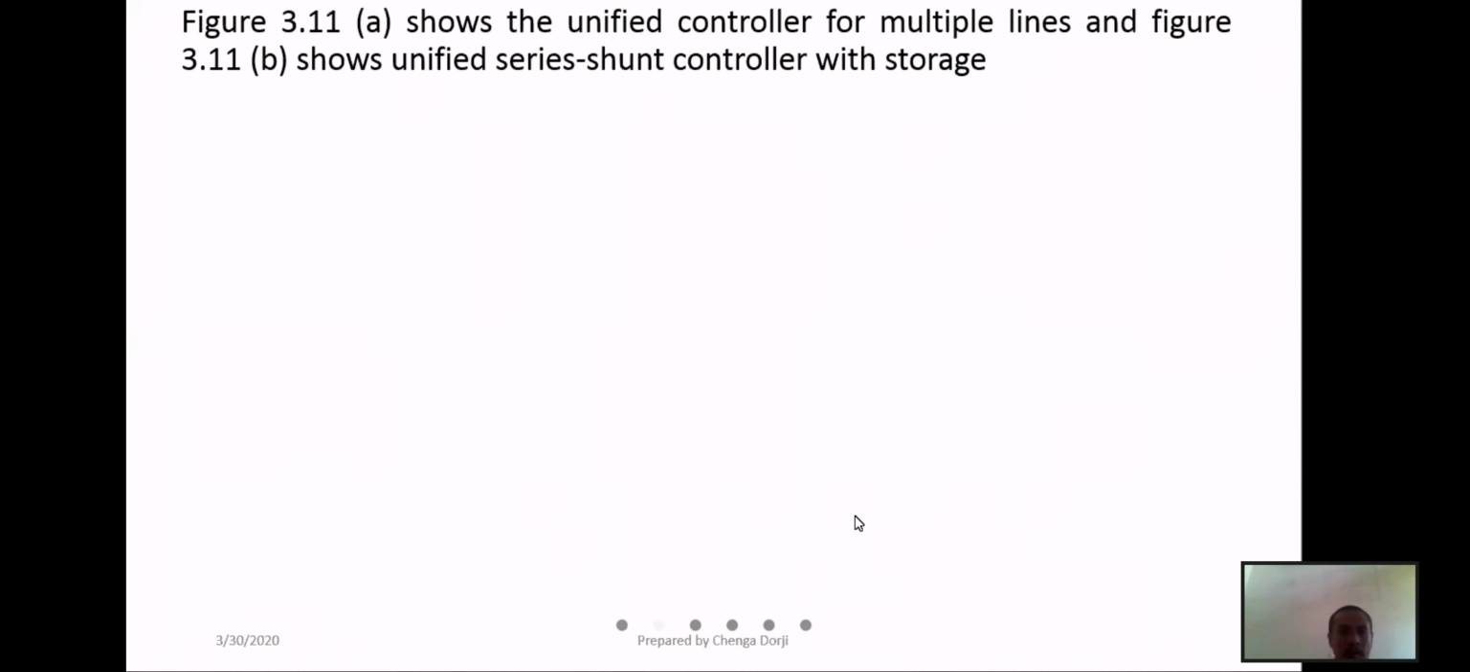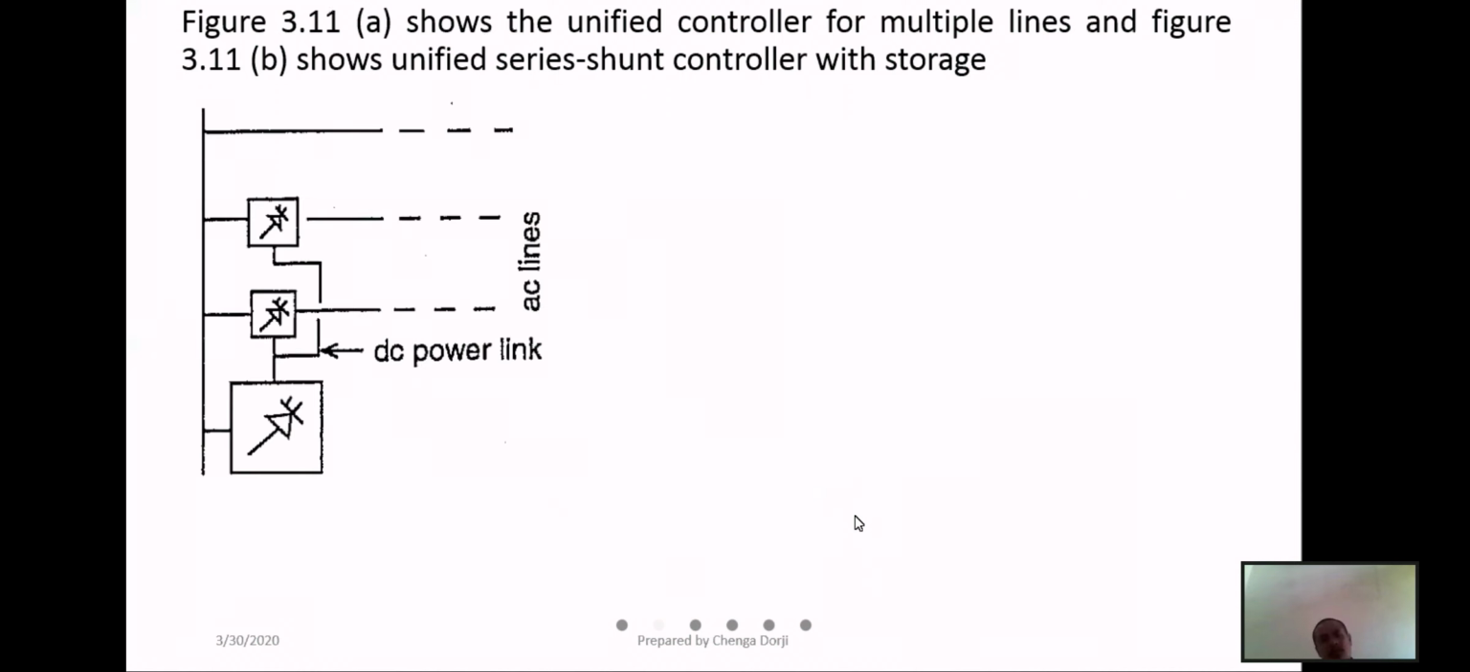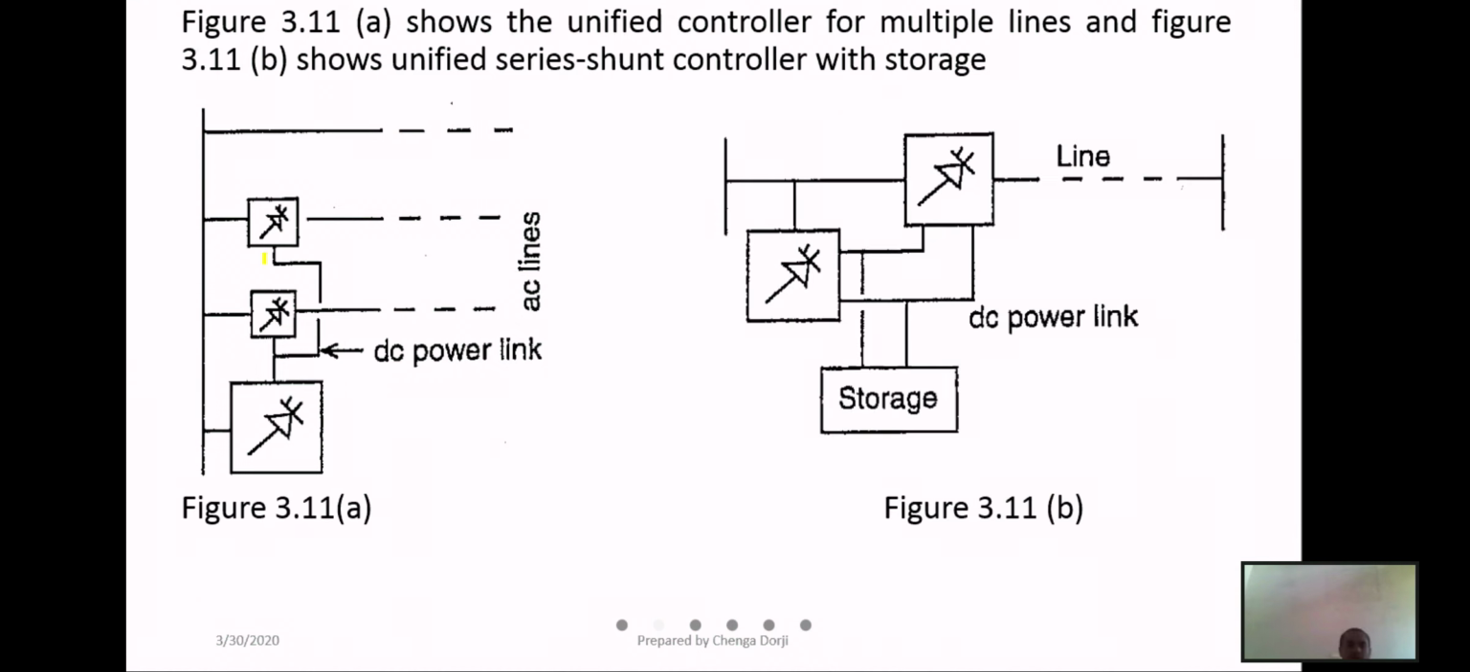And just for this, you are having a unified controller for multiple lines. So line 1, line 2, line 3, so many lines are controlled through this. So you can connect this one, and this is again with storage. So you are having storage here. The storage can be of different types.